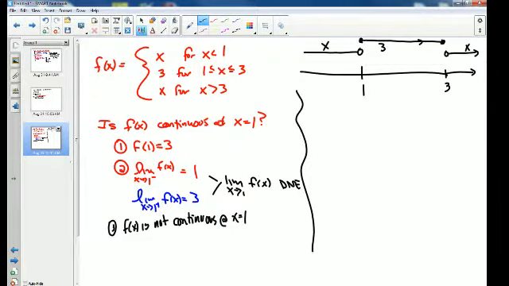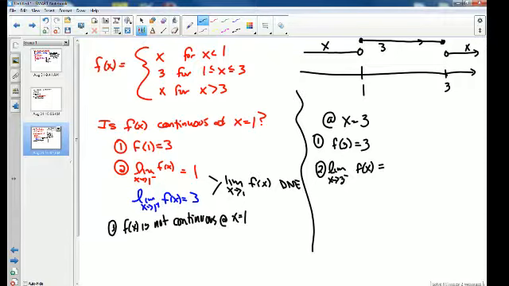Okay. How about at x equals 3? It does exist. What is f at 3? That's the x equals 3 here, so 3, right? Okay, that's the first step. What's next? The limit as x approaches 3 from the left. Which one are we using? The middle line. x is less than 3, right? So the answer is 3.